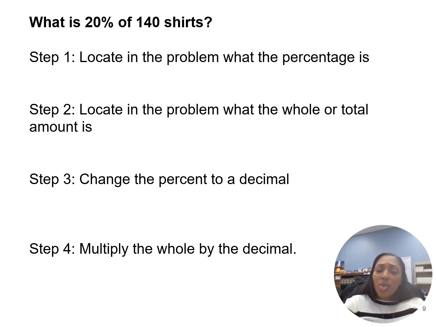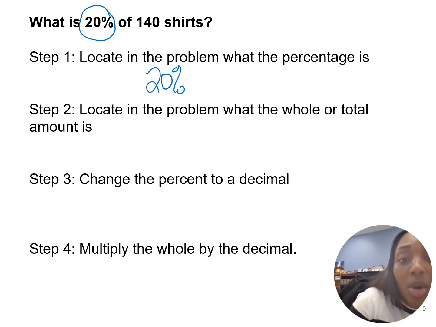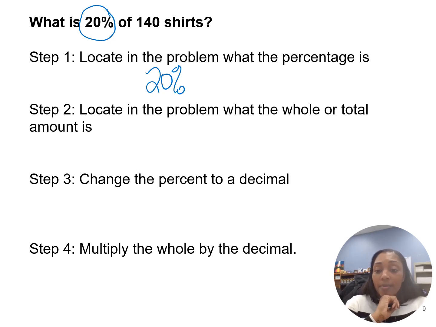All right, so we want to know, what is 20% of 140 shirts? So if I have 140 shirts, I want to know what's 20% of those shirts. So the first step is to locate in the problem, what is the percentage? So remember, we're looking for the percent sign, and I see that here. So my percentage is 20%. And let's think about that. Is 20% closer to 0 or 100? Well, it's closer to 0, so that means it's not going to be a big piece. It's going to be a smaller piece.